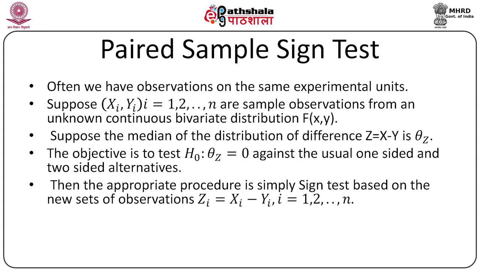Naturally, theta Z equal to theta 1 indicates that X observations tend to be theta 1 units larger than the corresponding Y observations. Thus, statements about theta Z give information about the relative locations of the marginal distributions. Then the appropriate procedure is simply sign test based on the new set of observations Zi equal to Xi minus Yi, i equal to 1 up to n. Such a procedure based on the paired data is known as a paired sample sign test.